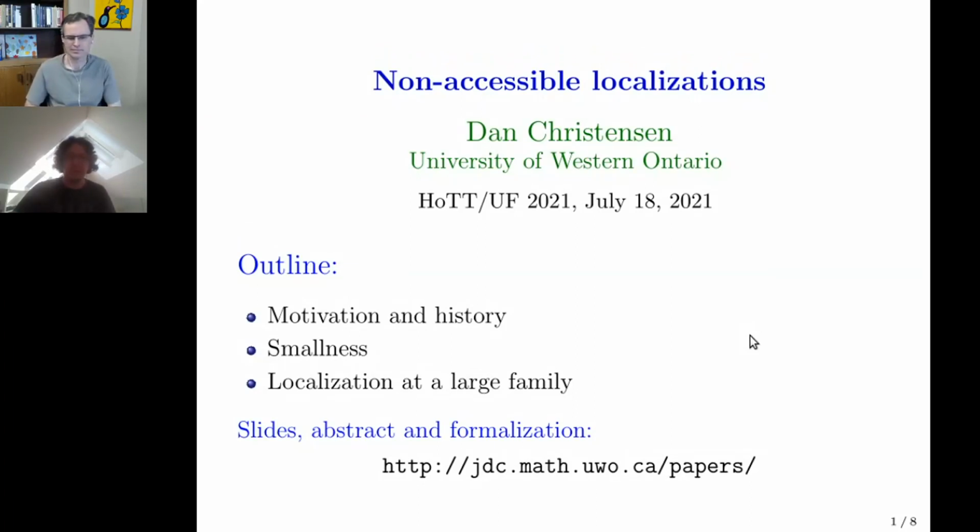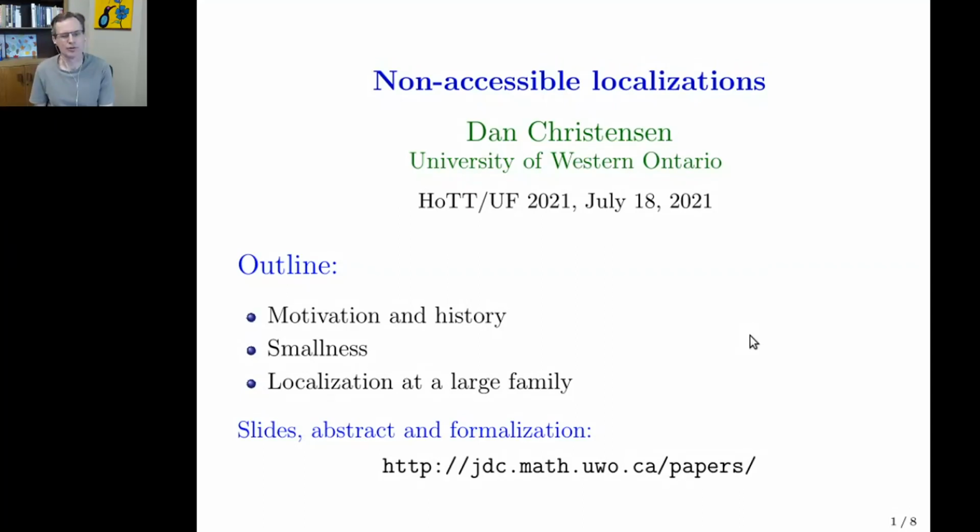The first speaker in this session is Dan Christensen from the University of Western Ontario with a talk on non-accessible localizations. Thank you, Dan. Okay, well, thanks to the organizers for giving me a chance to speak here. It's been a very interesting event so far. So I'm going to try to give an accessible talk about non-accessible localizations.